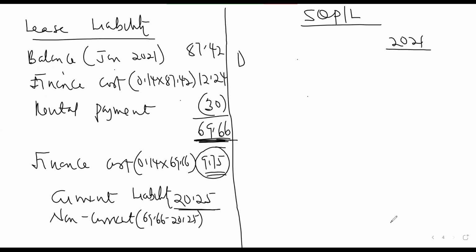So we have depreciation. Senior, yes, please. Sorry, the 20.25, how do you arrive at it? The 20.25. Are you okay with the 9.75?